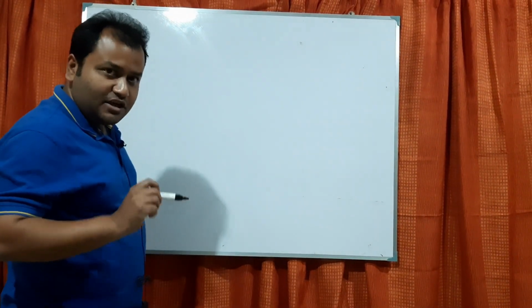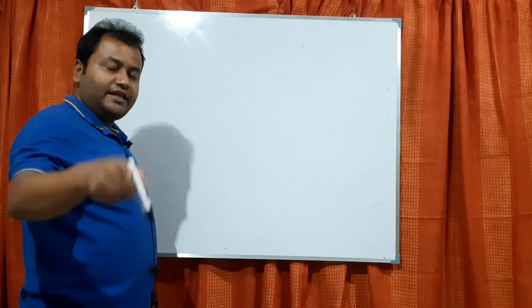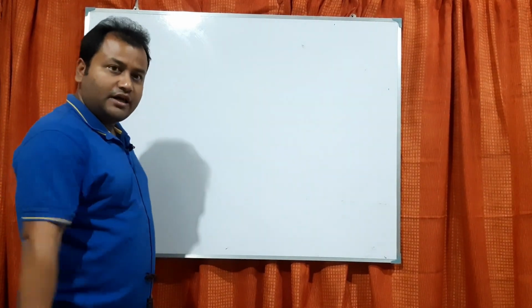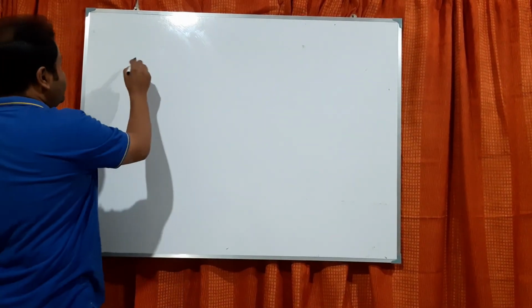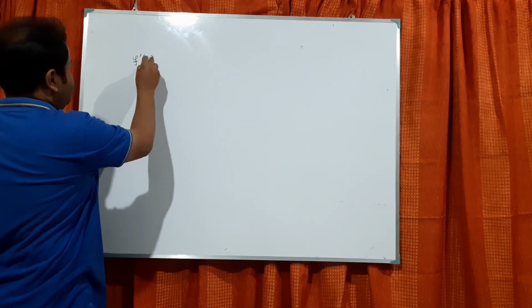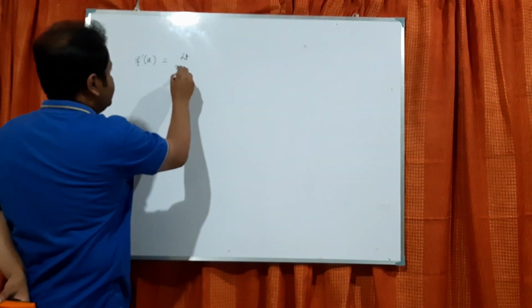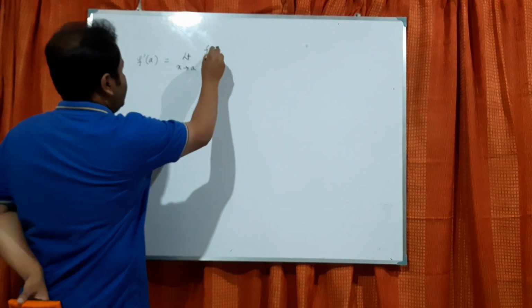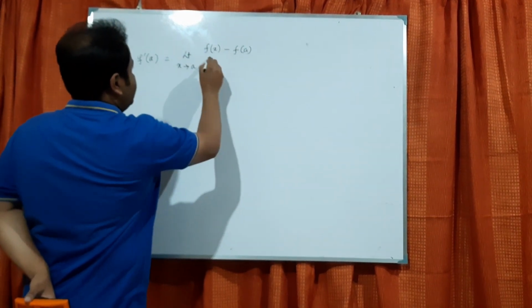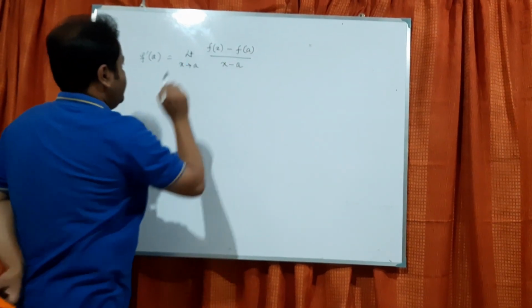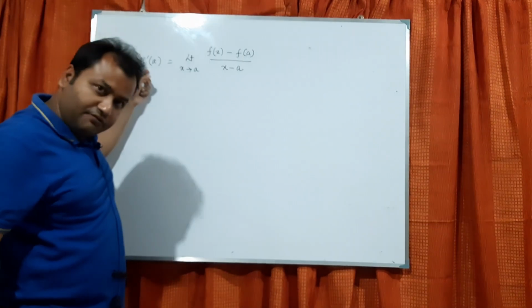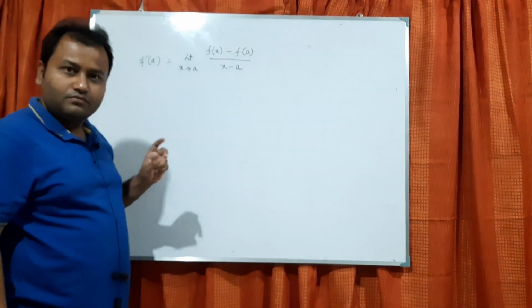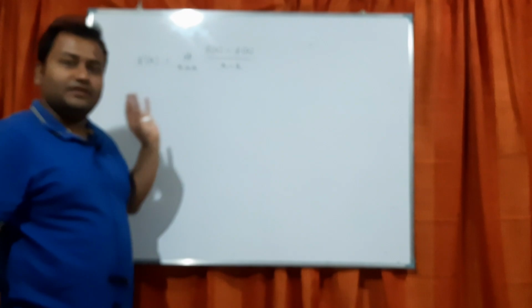If you did not follow the last class, the link is given in the description section, you can go and follow that. Last class we gave the derivative definition. What is the definition? f dash a equals limit x tends to a of f(x) minus f(a) divided by x minus a. This is the derivative definition of a function f at a point a, which we discussed in the previous class.